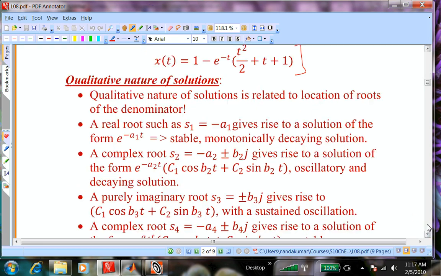Do you find the switching back and forth? You can live with it. Okay.